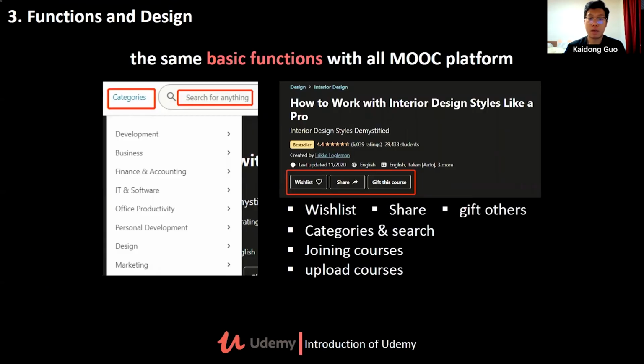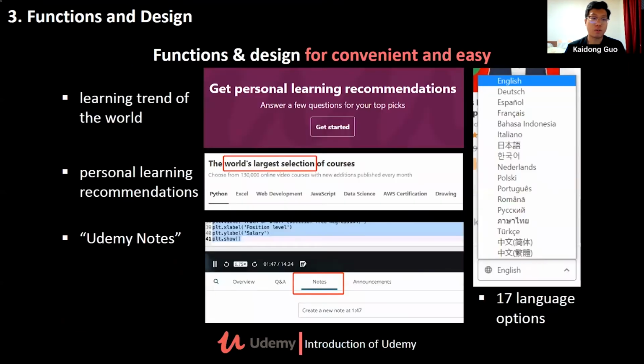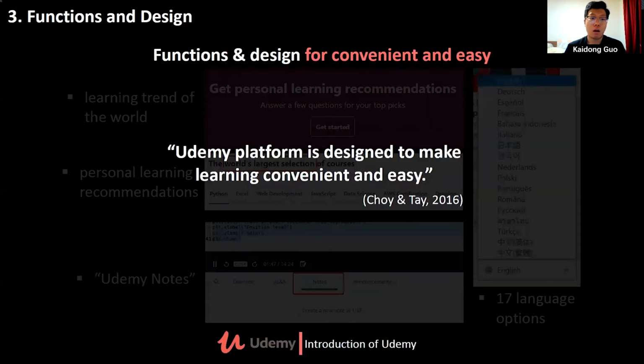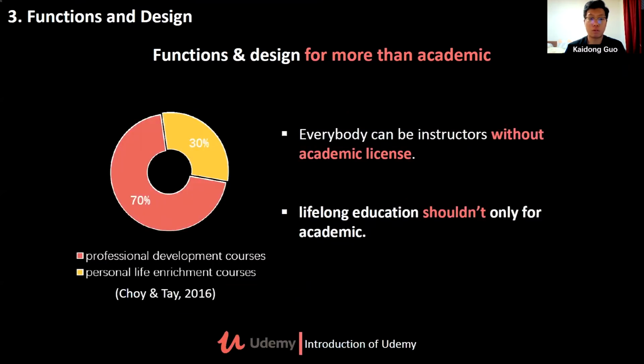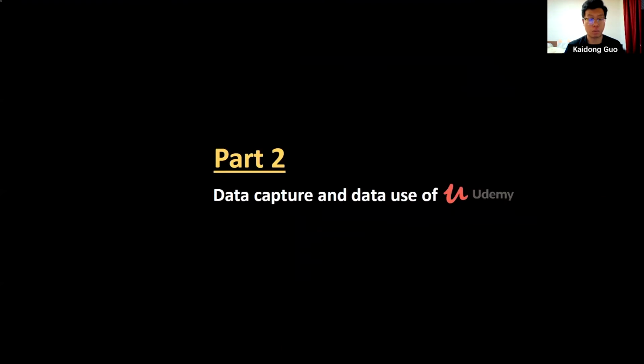For functions, Udemy has the same basic functions as all MOOC platforms. But what's the difference? Udemy provides 17 language options, world learning trains, and personal recommendations. All of these are for learning convenience. What's more, the uploader needn't have academic credentials. It shows Udemy's attitude: education shouldn't be limited to the academic area. For the next part, welcome Yuxin.